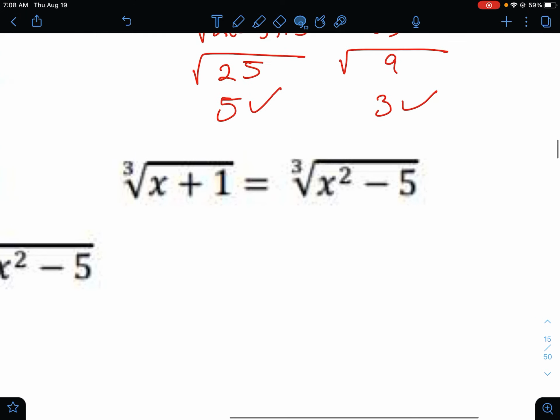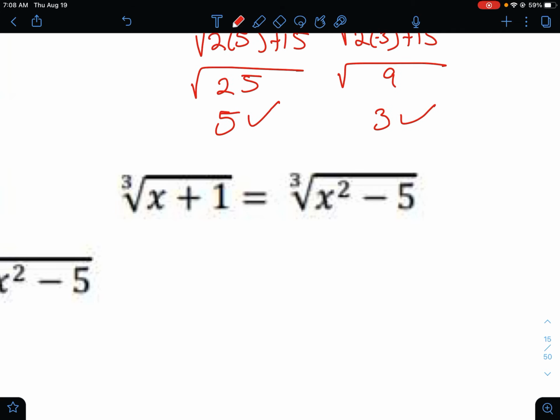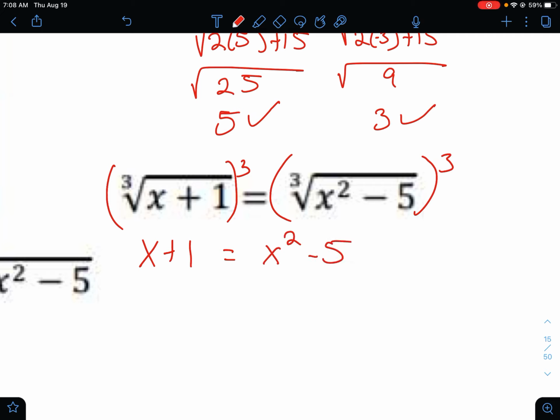Now, if you notice, there are cube roots on both sides. So in order to undo a cube root, you need to cube. So I'm going to cube both sides. All right, and what that's going to do is just get rid of the radical. So then I just end up with x plus 1 equals x squared minus 5.